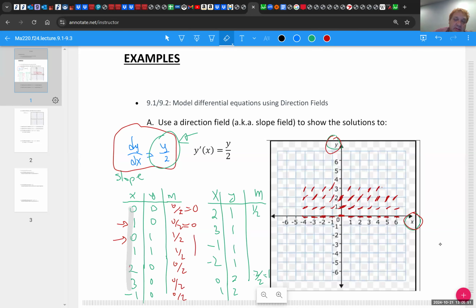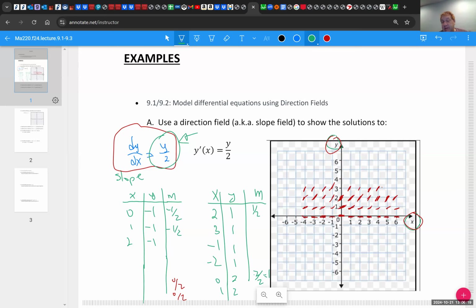So let me get rid of some of these just to reuse some space. All right, there we go. So what if y is -1? Again, it doesn't really matter what x is because the differential equation doesn't depend on x. And what is the slope? Well, it's y divided by 2, so it's -1/2, -1/2, etc. What does a -1/2 slope look like? Well, +1 slope is increasing at exactly 45 degrees. -1 slope would be decreasing at exactly 45 degrees. -1/2 is half as steep.